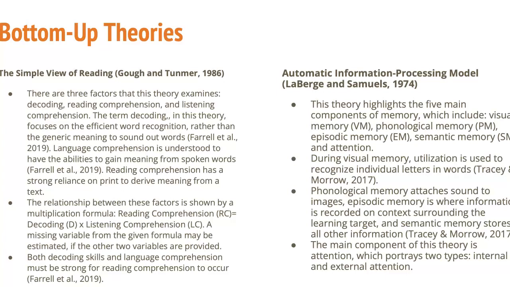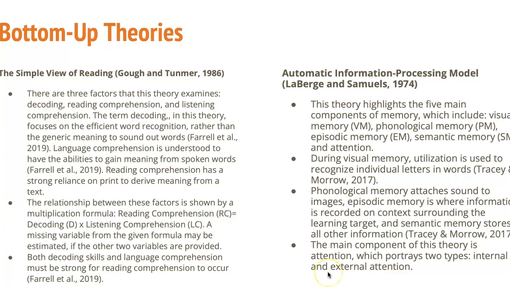If there is a missing variable from the given formula, then the missing variable may be found if the other two are present. Both decoding skills and language comprehension must be strong for reading comprehension to occur.